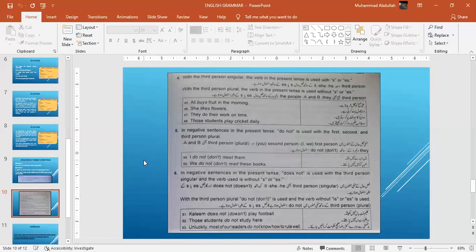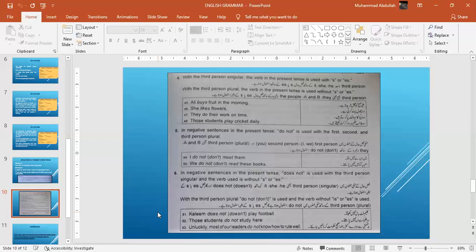So here we are. Kaleem does not play football. In the case of positive sentence, look at the first example. Ali buys fruit in the morning. It is a positive sentence, affirmative sentence. So in buys, the S form is used. But here, Kaleem does not play football. Play is used and not plays instead. S form is not used. Why? Because we have used S form in does. Right? Do is the first form and does is the S form. Kaleem does not play football.